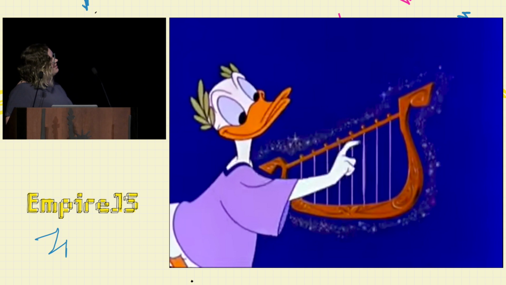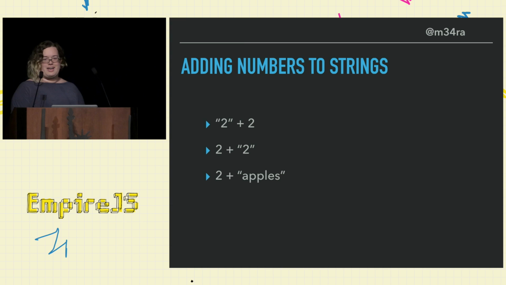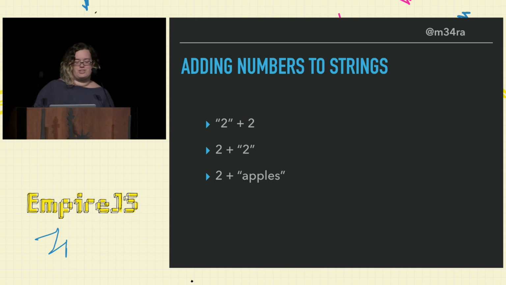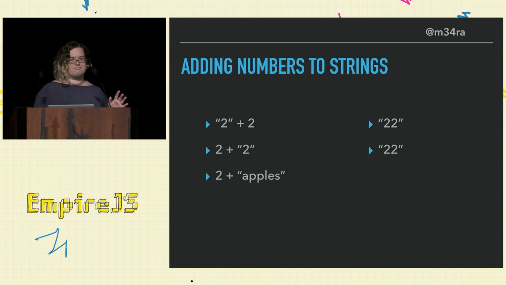So all right, we're feeling pretty good. So let's try something a little more interesting. What happens if we add numbers and strings to each other? All right, second participation section. What do we think is going to happen when we add string 2 and number 2? 22. Okay, 22. How about number 2 plus string 2? Okay, I heard some 22s, I heard some 4s. Still 22. Okay. How about 2 plus apples?